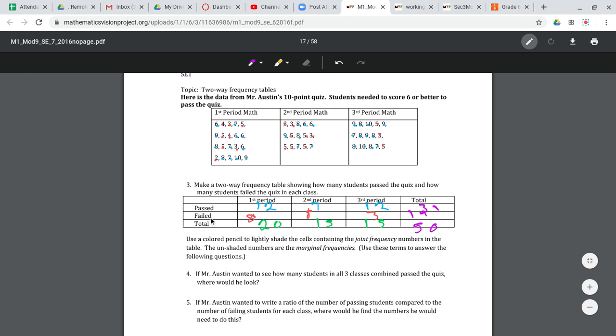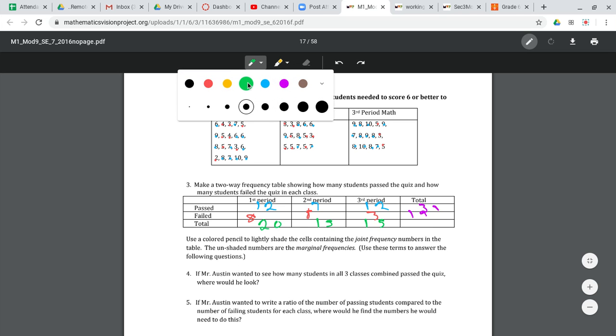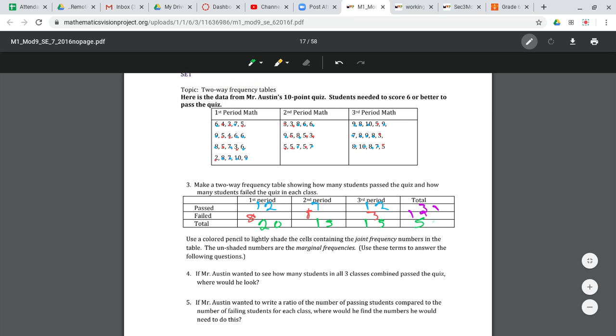Okay, for this next part, it says use a colored pencil to lightly shade the cells containing joint frequency numbers in the table. The unshaded numbers are the marginal frequencies. Use these terms to answer the following questions. So our joint frequencies are going to be these that I put in green, which actually that 50 that I did should be in green as well. Give me 1 second. 50. So it's the column totals that are going to be our joint frequencies. The marginal frequencies are these over here.